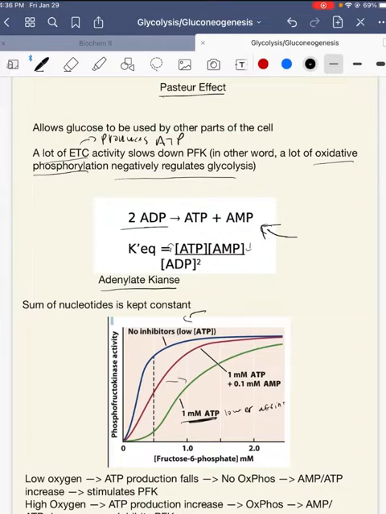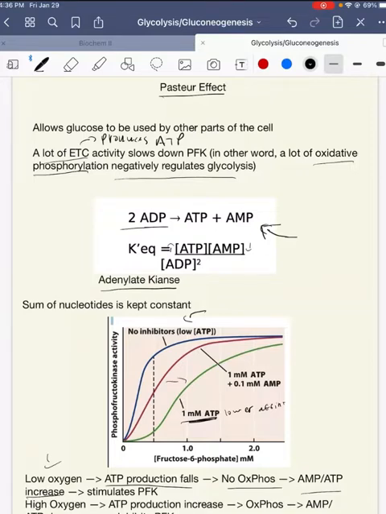Okay, so in summary, I just added this at the bottom. When we have low oxygen levels, we won't be making a lot of ATP in the electron transport chain. So ATP production falls, and we have no oxidative phosphorylation. Our AMP to ATP ratio increases, so we'll have more AMP and less ATP. This will stimulate PFK. So PFK will try to run faster to make more energy for the cell.